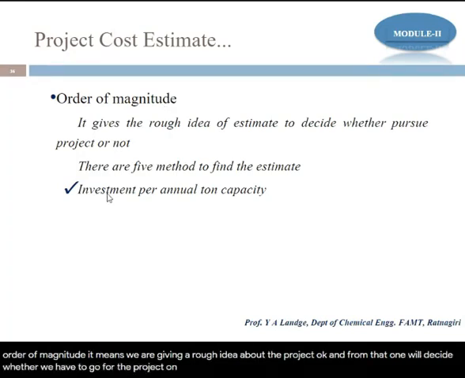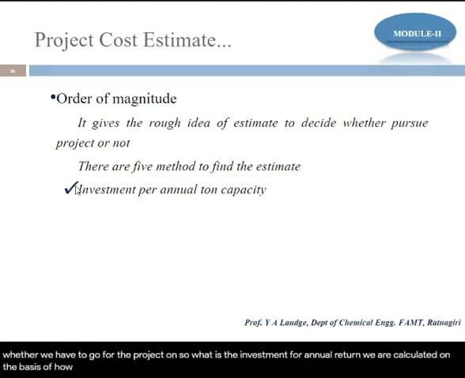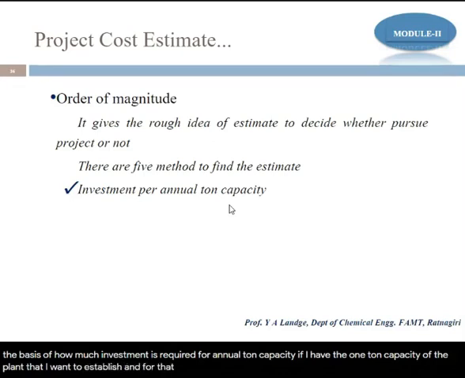So one is the investment per annual ton. We calculate on the basis of how much investment is required per annual ton capacity. If I have a 1 ton capacity plant that I want to establish, what will be the investment?